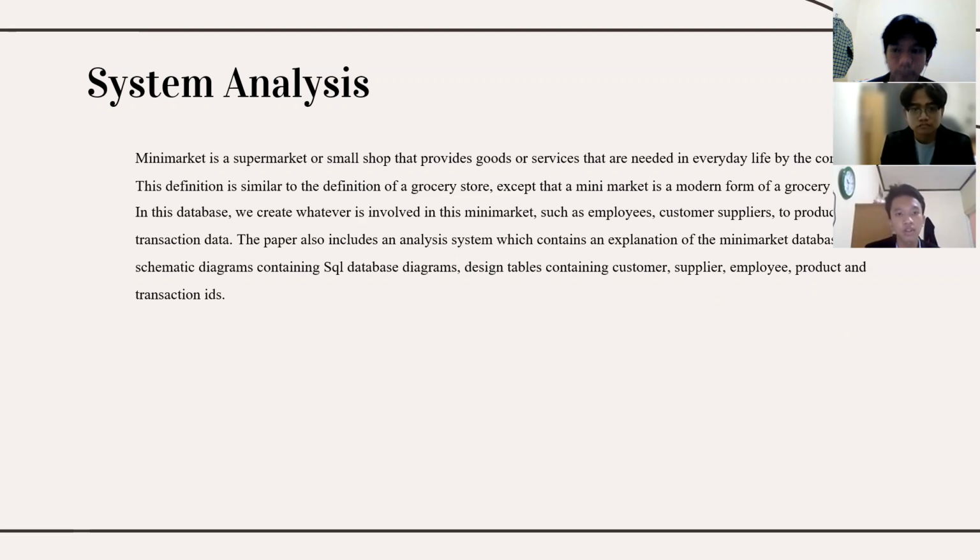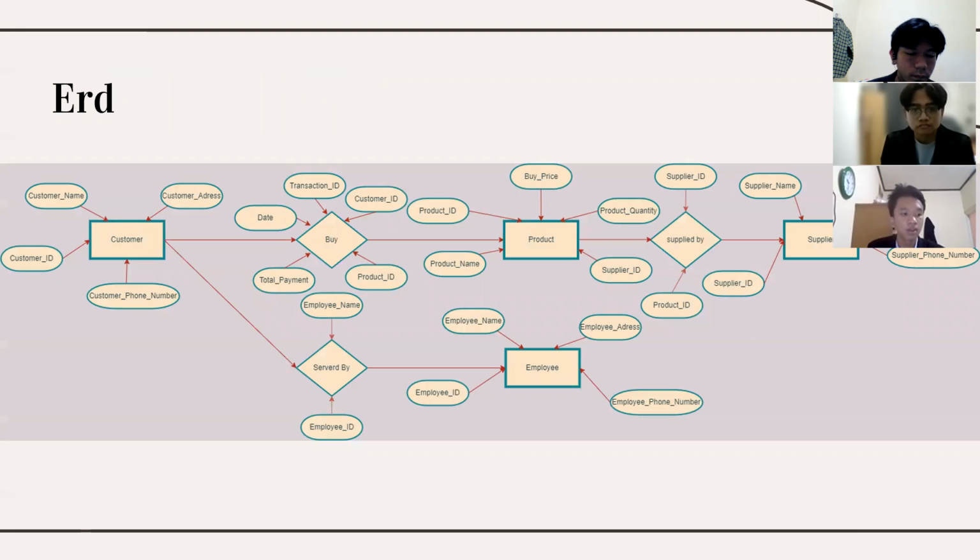The schematic diagram contains the SQL database diagram. The tables contain customer, supplier, employee, product, and transaction IDs. So this is an ERD. There are four entities and three relations here, namely customer, product, supplier, and employee. The relations are buy, served by, and supply. Supplier is an entity, and the relation can also have attributes.